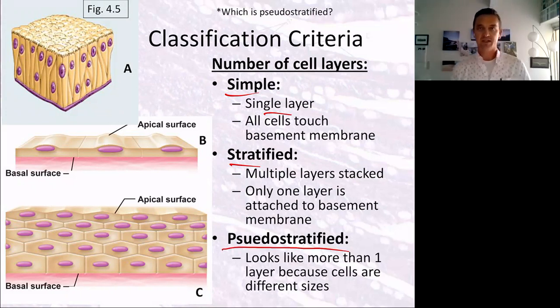Okay, so why don't you take a second and see if you can label which one is which. Okay, so stop and do that.